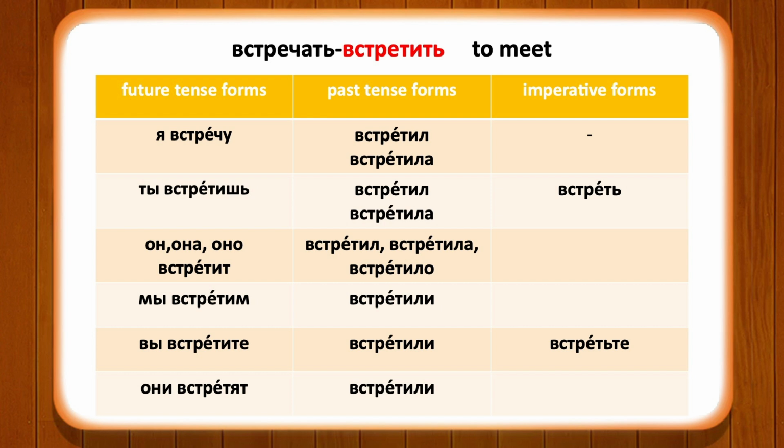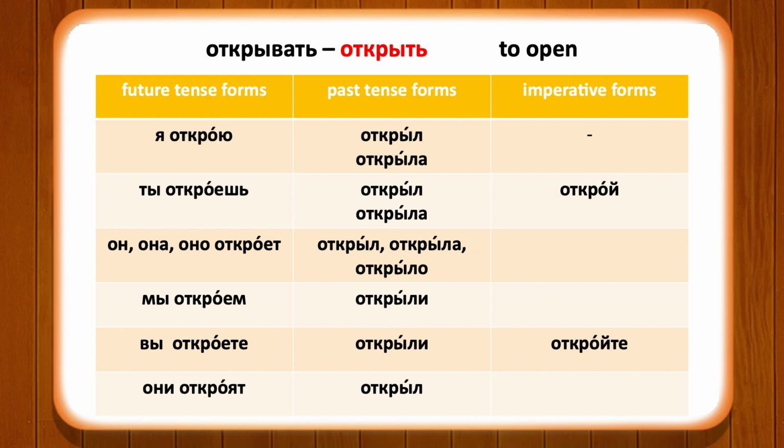Ya vstřečil. Ya vstřečila. Ti vstřečil. Ti vstřečila. On vstřečil. Ana vstřečila. My vstřečili. Vy vstřečili. Ani vstřečili. The next verb is, let us learn the conjugation of atkrij.